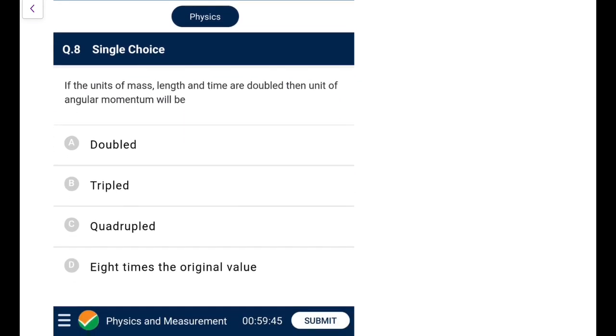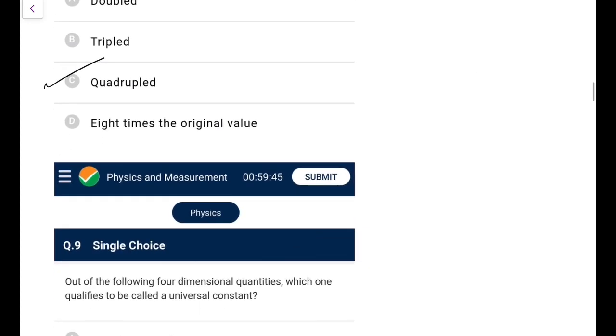If the units of length, mass and time are doubled, then the unit of angular momentum. So first of all, what is angular momentum? You can remember it by MVR. So this is M, V is LT minus 1, into L. So this would be ML2T minus 1. Now if the unit of mass is doubled, this is 2 times, length is doubled, this will become 4 times, time is doubled, that will become half times. So overall it will be 4 times. You can directly say it would be quadrupled. So it's an easy one for you.